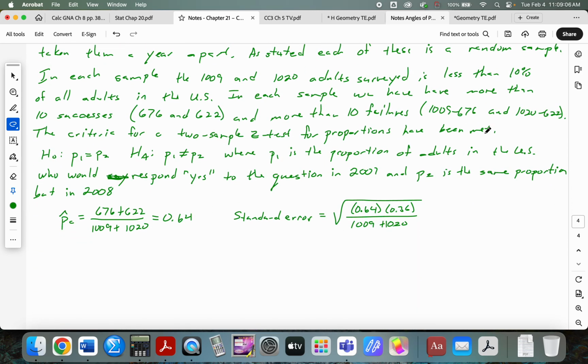And that, so it's the square root of 0.64 times 0.36 divided by 1,009 plus 1,020. So our standard error is 0.01065, yada, yada, yada.